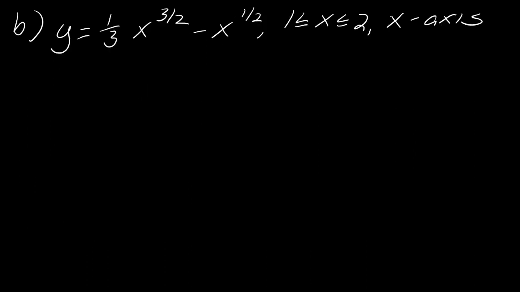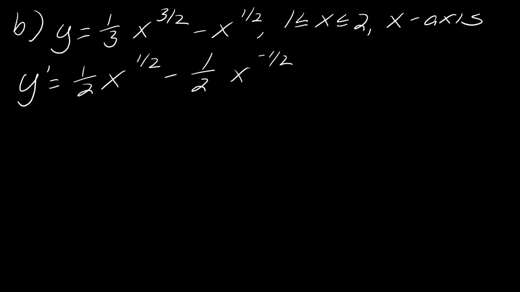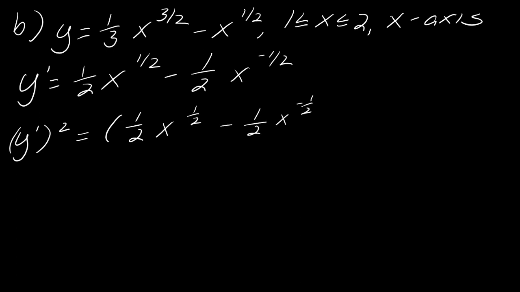So once again, I want to go through and I want to first find the derivative. And so the first derivative, let's see, this will be 1/2 x to the 1/2, and then minus 1/2 x to the negative 1/2. Okay, so now I have to square that. So that is going to require a little bit of foiling. And I strongly suggest that you attempt to multiply this out. So it's this times itself. So you're going to FOIL this whole thing out.